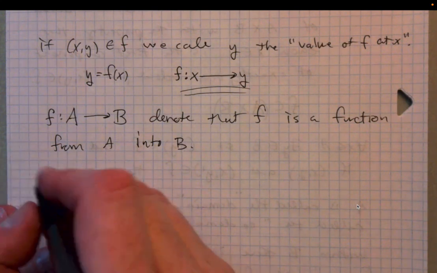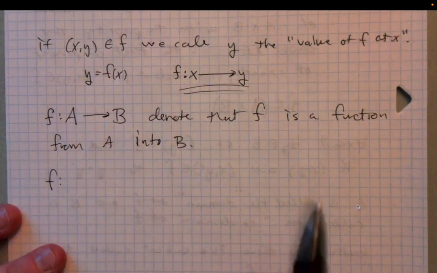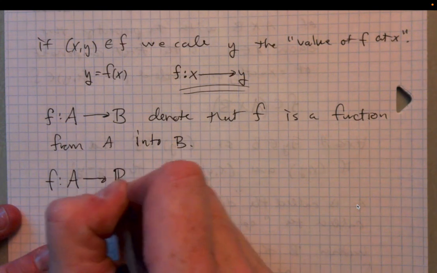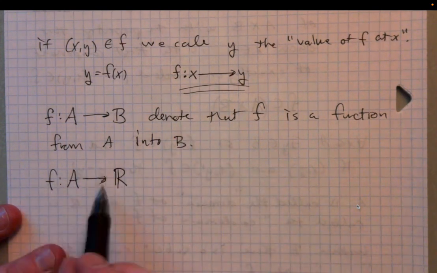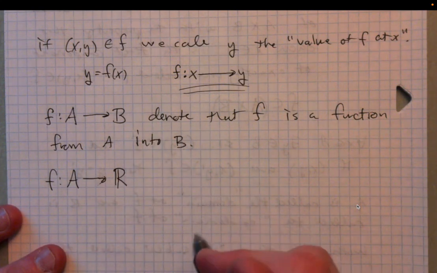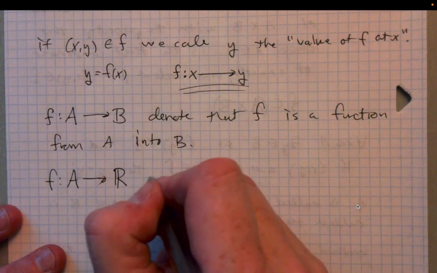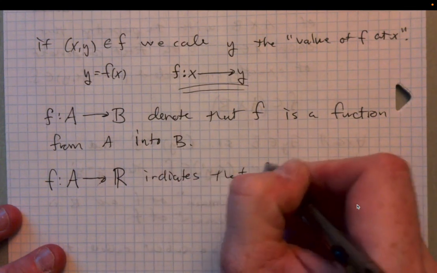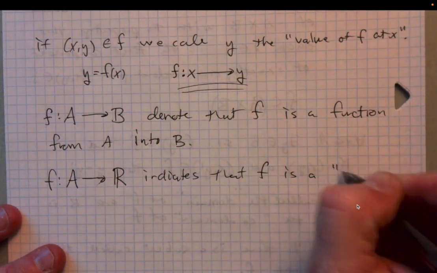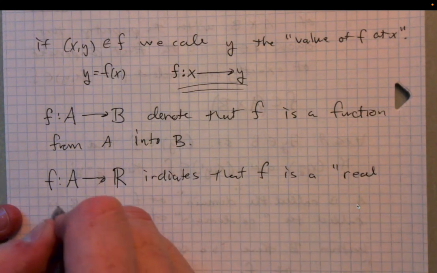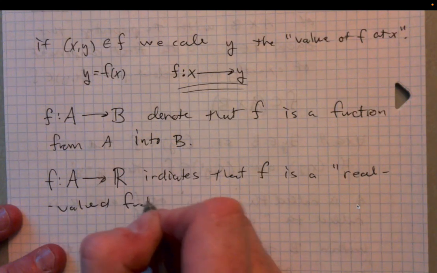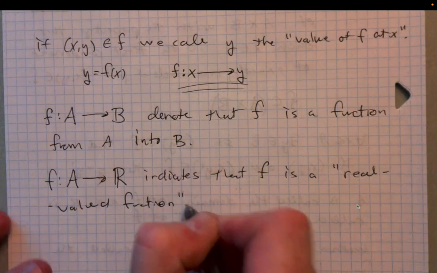Now, what we'll be mostly focused on here are what are called real valued functions, where the codomain is the real numbers. So when you see notation like this, that means we're talking about f. So this indicates that f is a real valued function, right? Meaning that it maps to a real number.